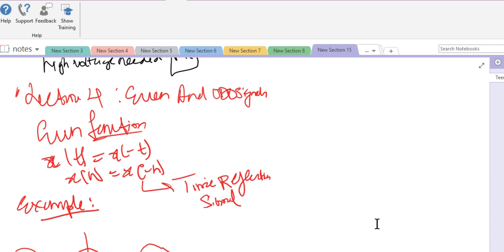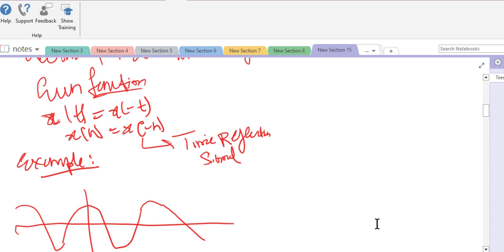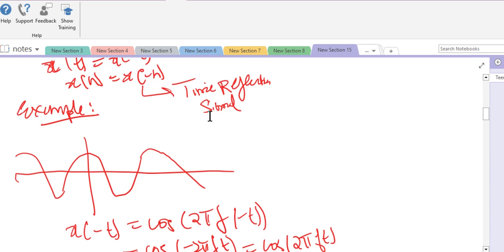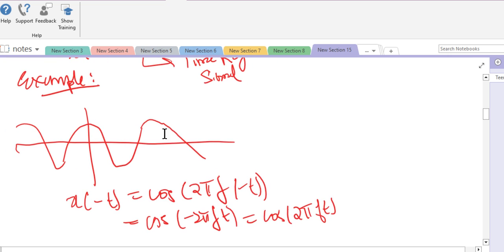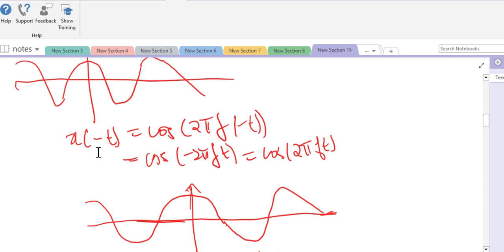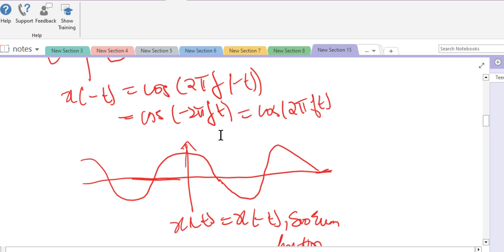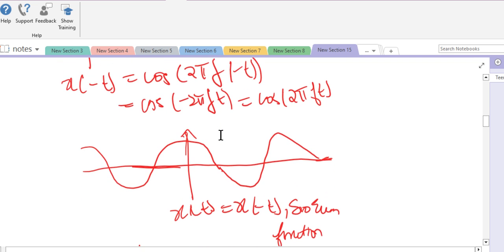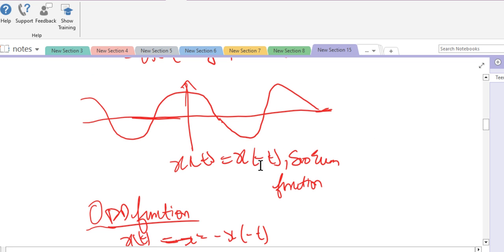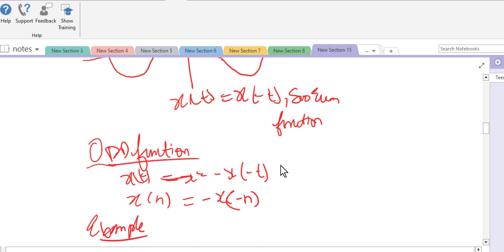Even and odd signals. Even function: x of t equals x of minus t, and x of n is equal to x of minus n. This is time reflection. Standard example, use the example graph: x of minus t equals cos 2 pi f t, which equals cos 2 pi f t. So this x of t is equal to x of minus t.